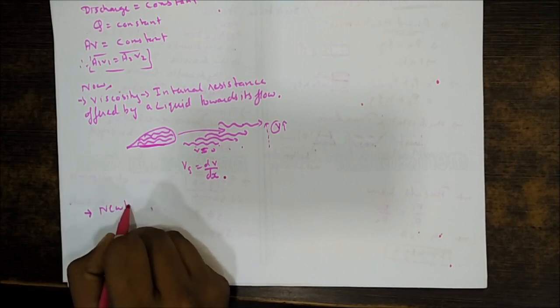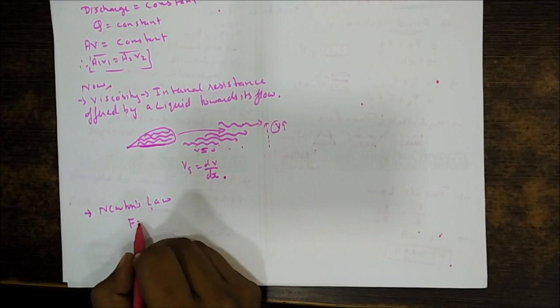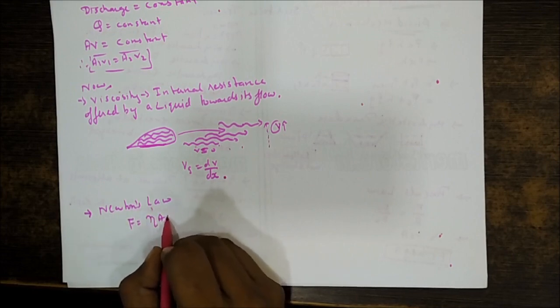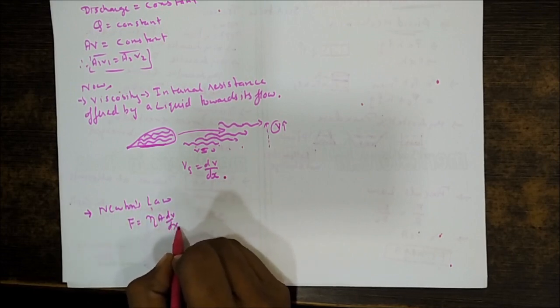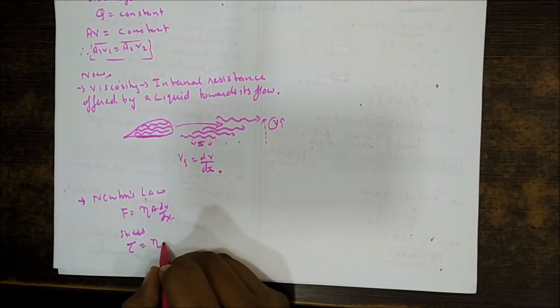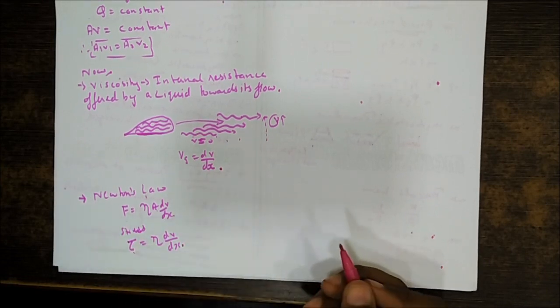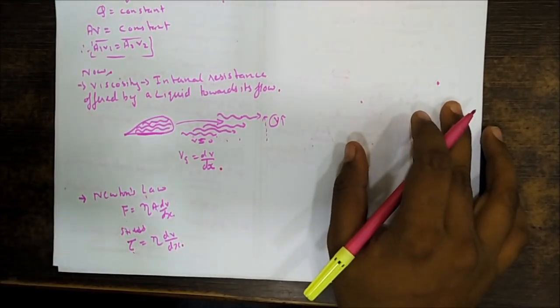Newton's law. F is equal to eta A dV by dx. If we need to calculate stress from here, I would say stress or tau is equal to eta dV by dx, because F upon A gives me stress.